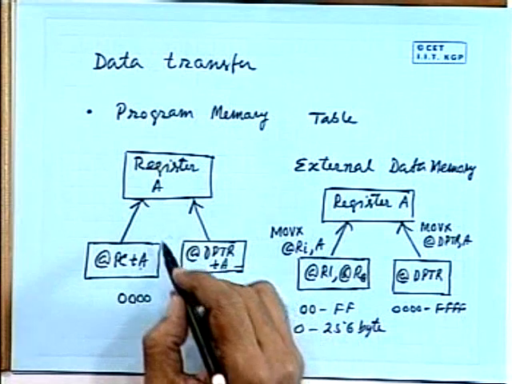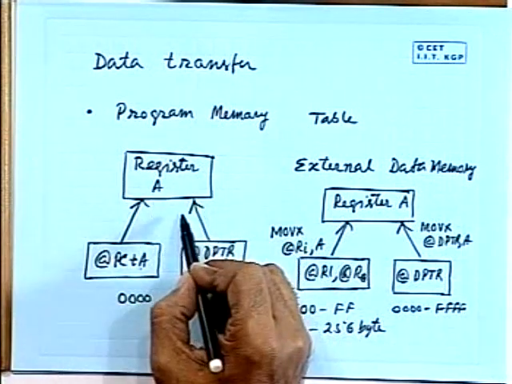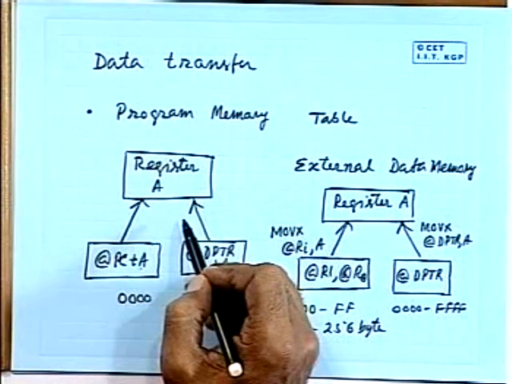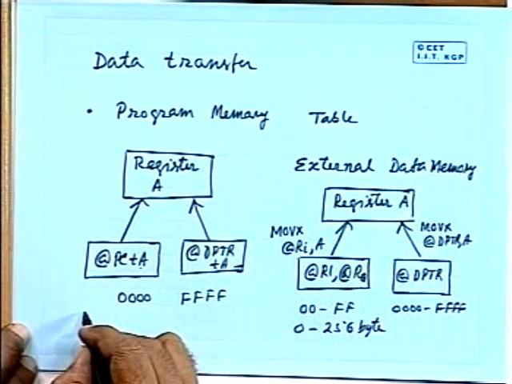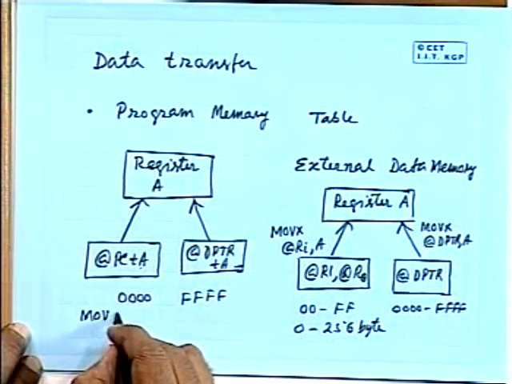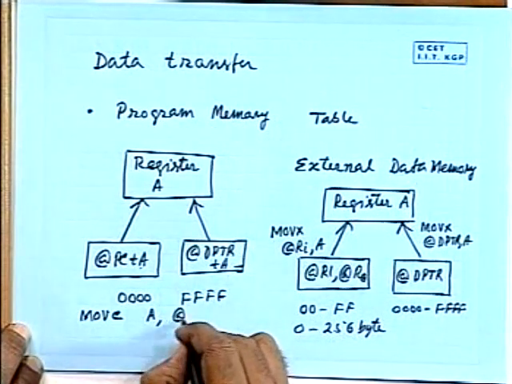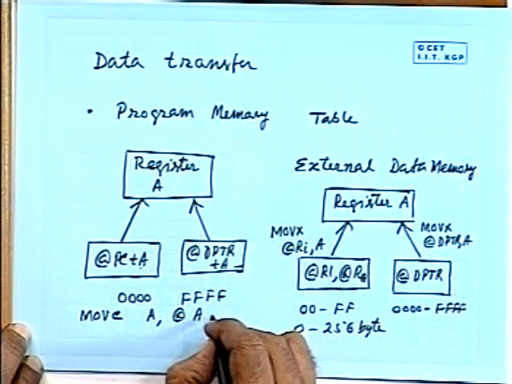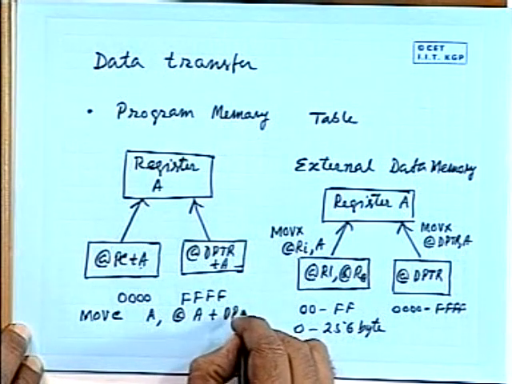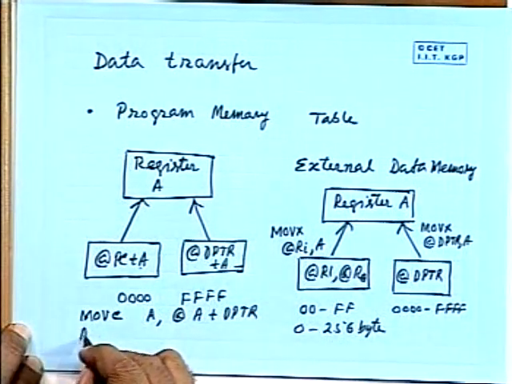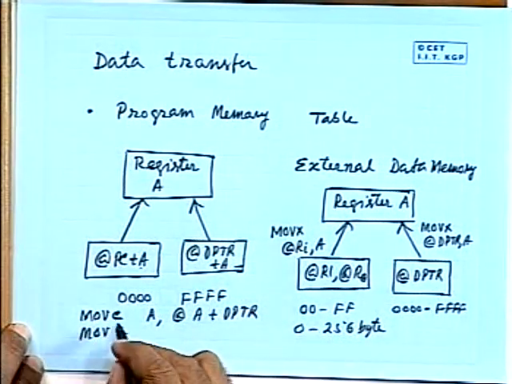And whenever you are transferring data from the program memory, the corresponding instruction will be like this: MOVC A, @A+DPTR, or it can be MOVC, that means code.